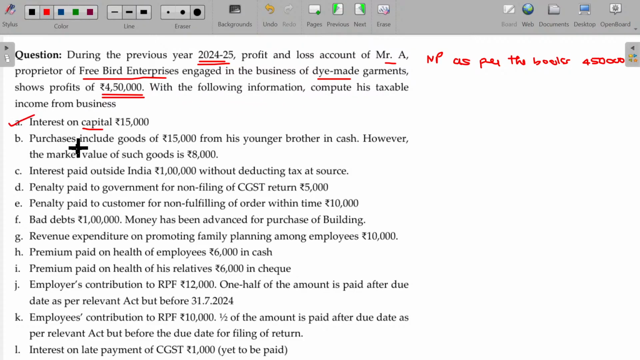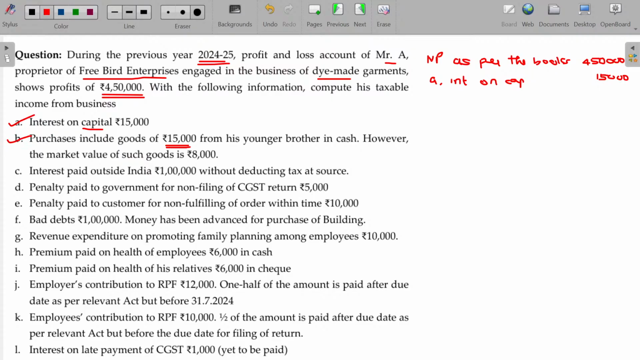A. Interest on capital. You know that it is only an appropriation and cannot be deductible. It is personal, so it should now be added back. Interest on capital, 15,000 added back.